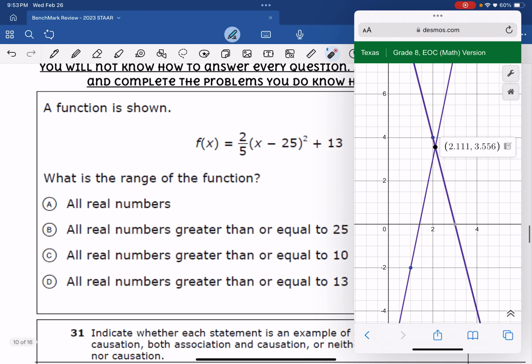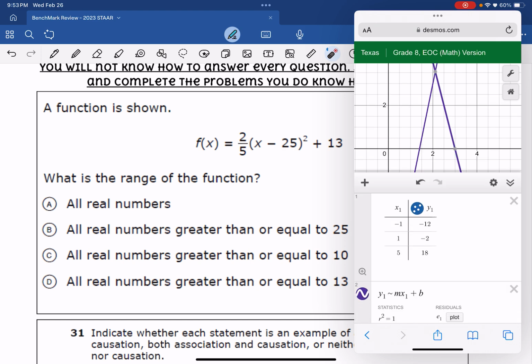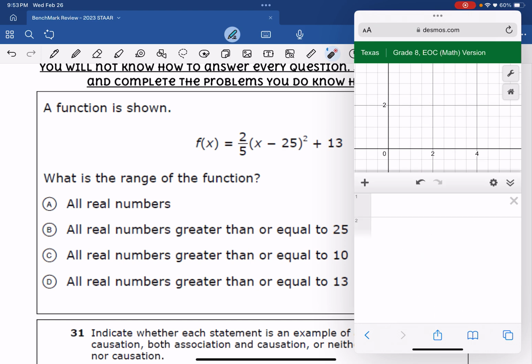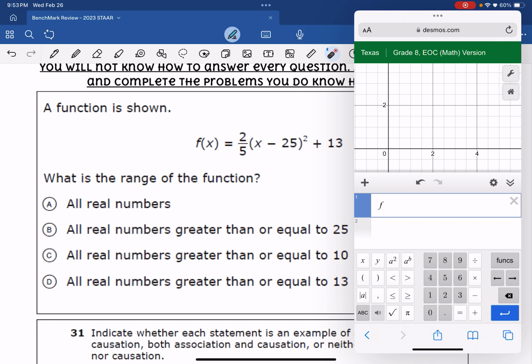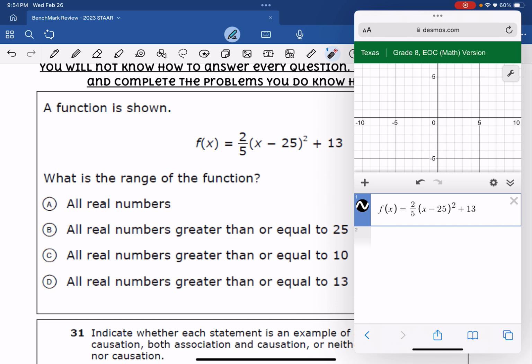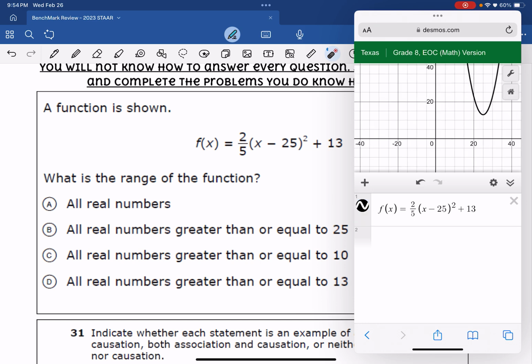This one is a Desmos one, where you have to use Desmos to help you. You type in that function and then find the range. So if I do f of x equals 2 divided by 5, parentheses, x minus 225 squared plus 13, I'm going to have to zoom out a lot.